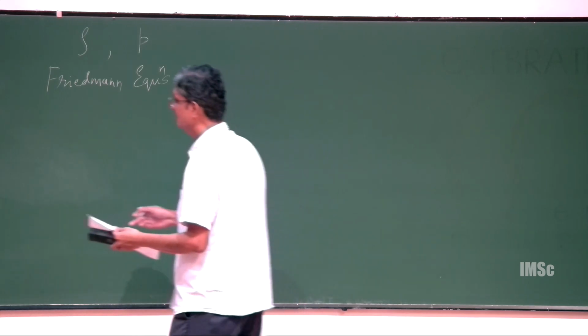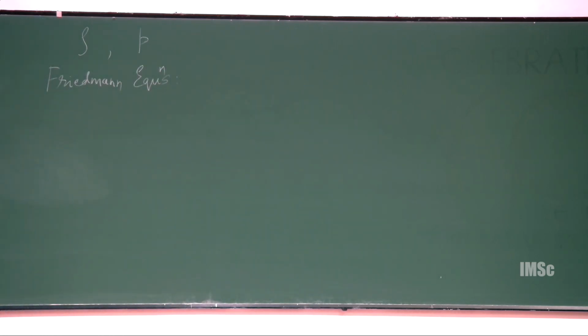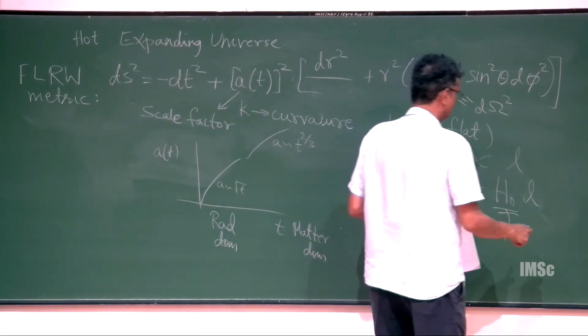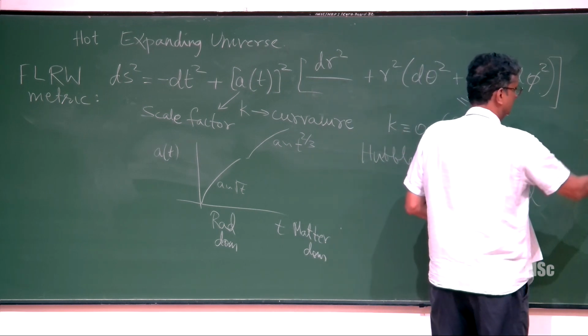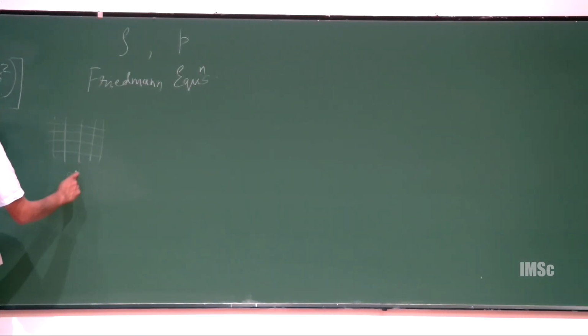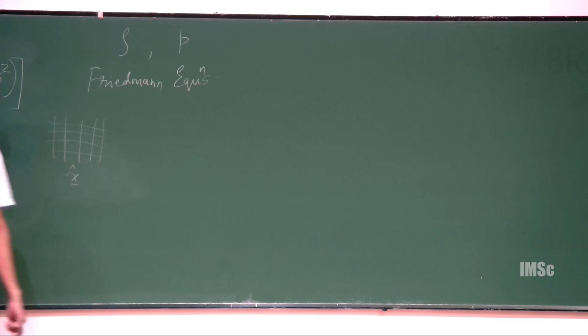Oh, one thing before I write that down, I wanted to say in this context, since this a of t appears as an outside scaling factor, what I could do is have a grid of space-time where I call this some vector x hat, and so I can say that there is a fixed foliation of space-time, right?